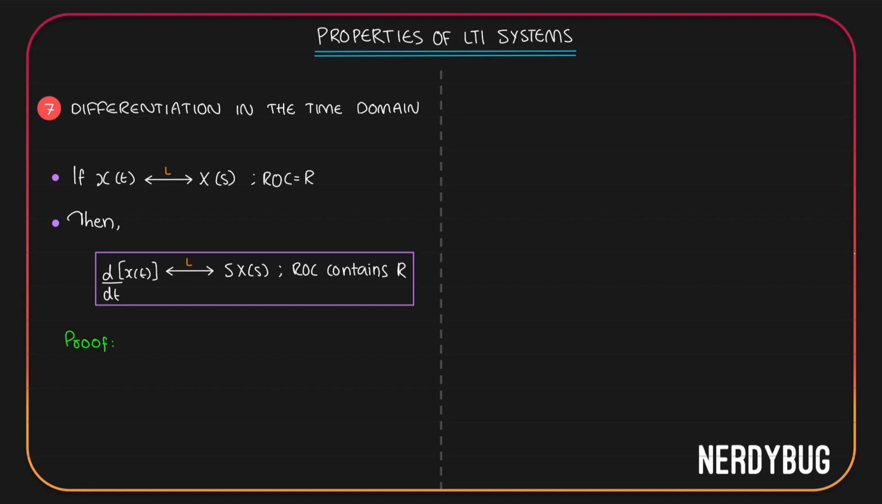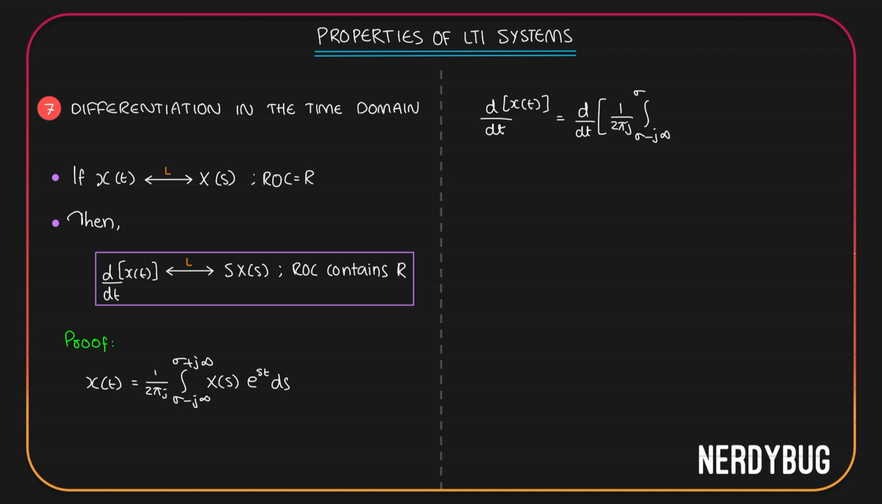Let us try to prove it. We know the equation of inverse Laplace transform. x of t is given as 1 by 2 pi j integral from sigma minus j infinity to sigma plus j infinity x of s e raised to st ds. I don't want x of t, I want d by dt of x of t. So it will be equal to d by dt of x of t is 1 by 2 pi j integral from sigma minus j infinity to sigma plus j infinity x of s e raised to st ds.